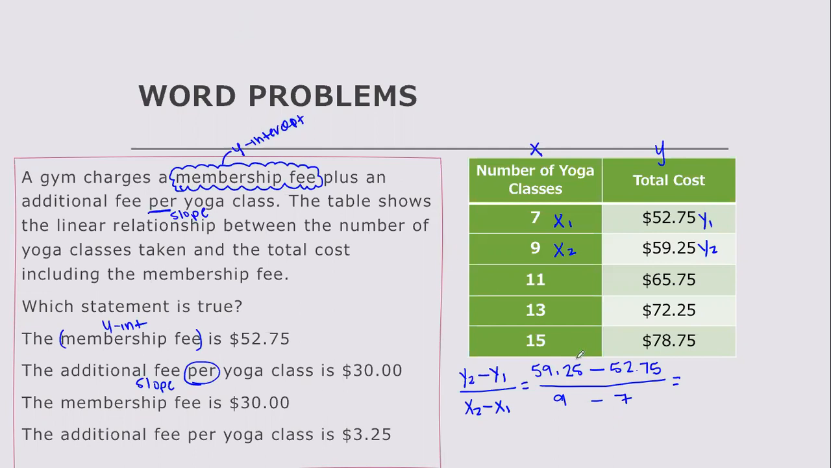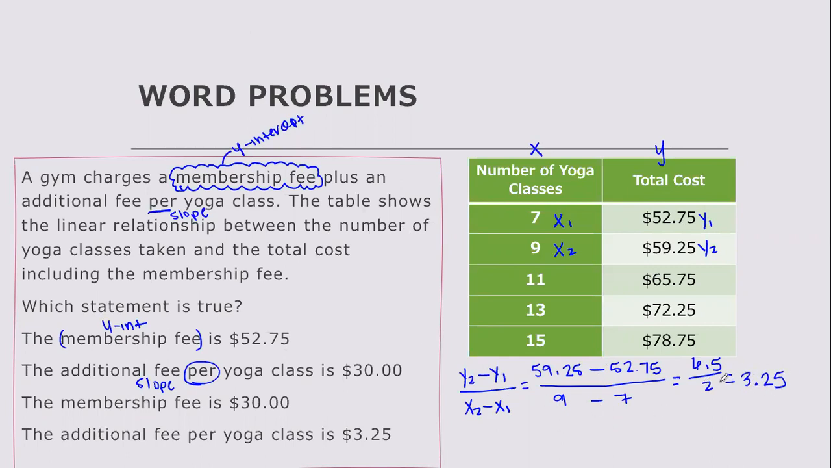All right, so when I do this, 59.25 minus 52.75 gives me 6.5. 9 minus 7 gives me 2. I do not want to leave it like this. I want to actually figure out what 6.5 divided by 2 is. And that would give me 3.25. So that's our slope, 3.25.